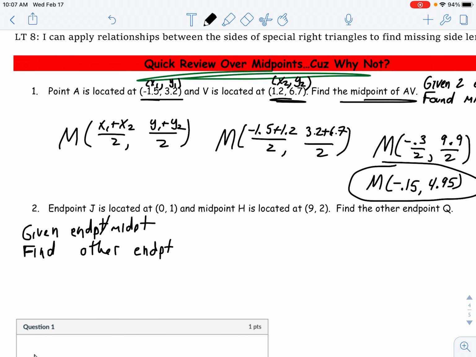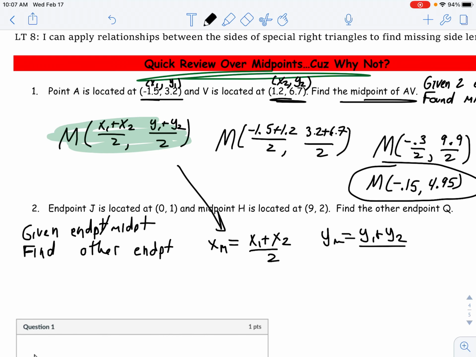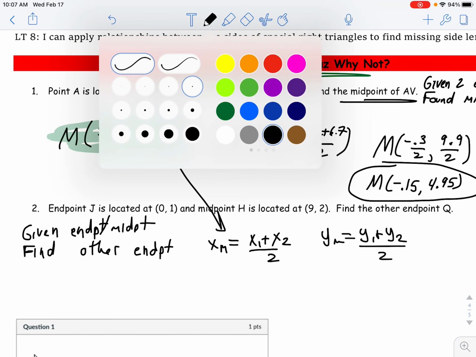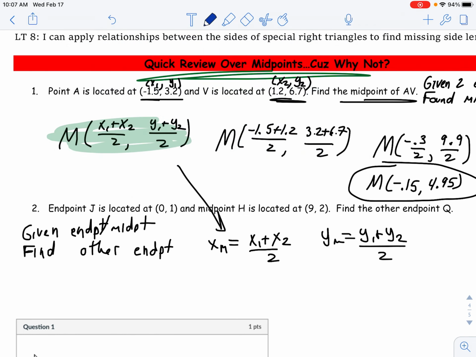So this midpoint formula I wrote up here, I'm going to rewrite it down here. It's just going to look a little different. The x-coordinate of the midpoint is x sub m. So again, it's the same formula, just presented a little differently. Instead of the giant M, I'm writing x sub m and y sub m, so we can find the individual coordinates. All right, now it told us J is an endpoint, so I'm going to call that x1, y1. It told me H is a midpoint, so I'm going to call that xm, ym.